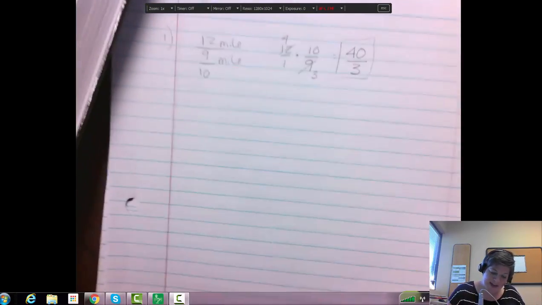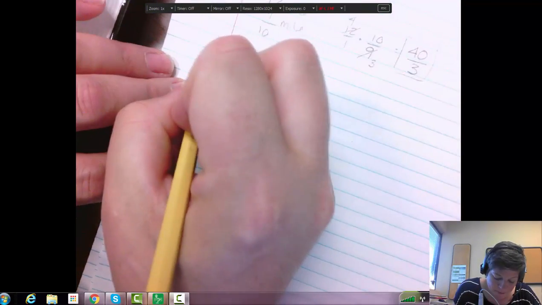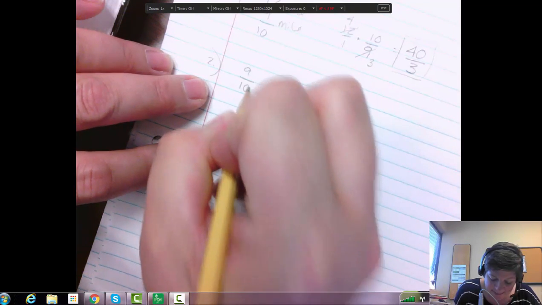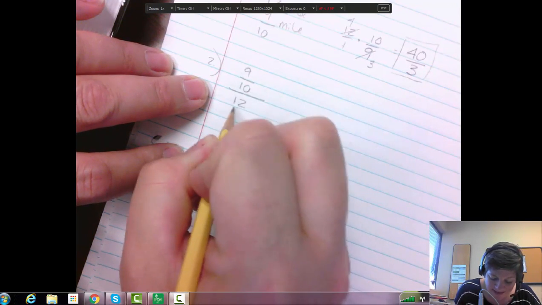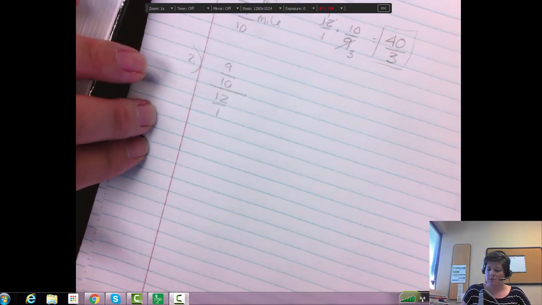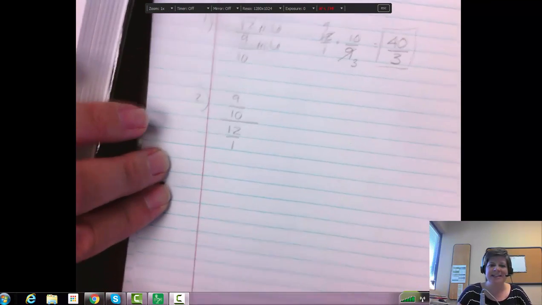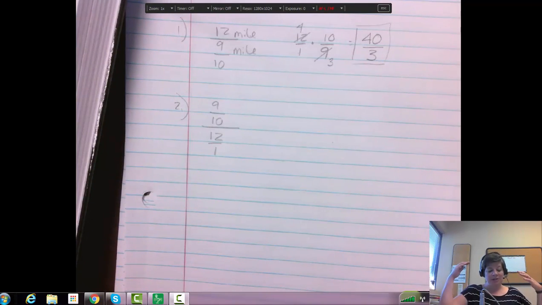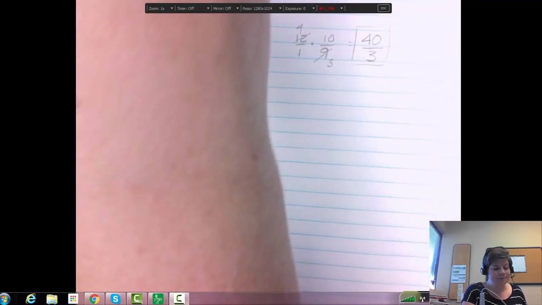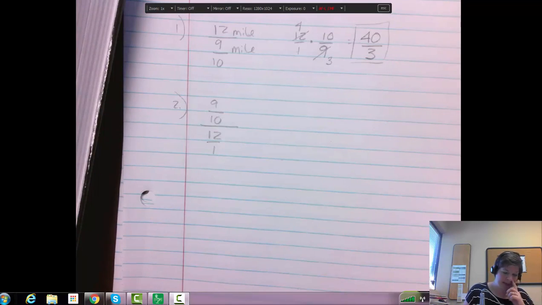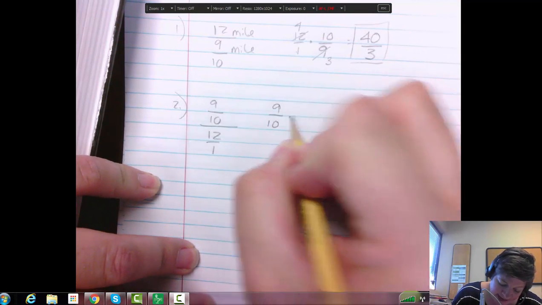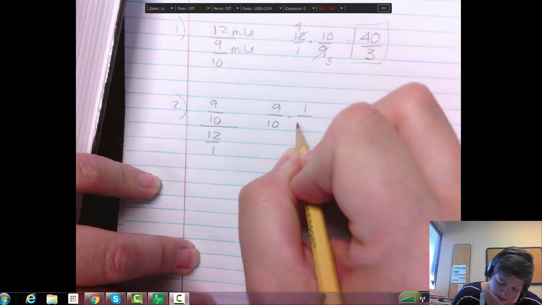So instead of the first way we wrote it here, we're going to write it as 9/10, and we want to divide that by 12. And I'm going to write it as 12 over 1, just because I think it's a little easier to think of that 12 as a fraction as well. So again, we're going to flip that over and multiply, so that we have 9/10 times 1/12.